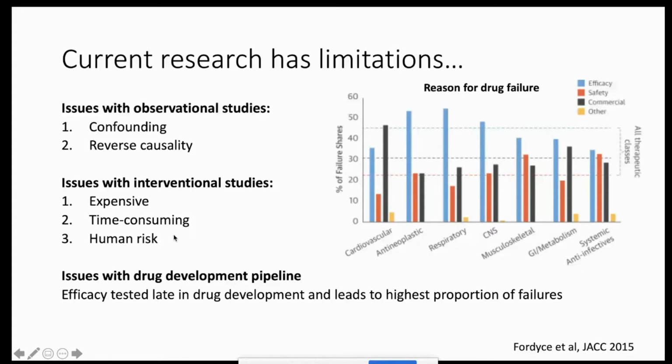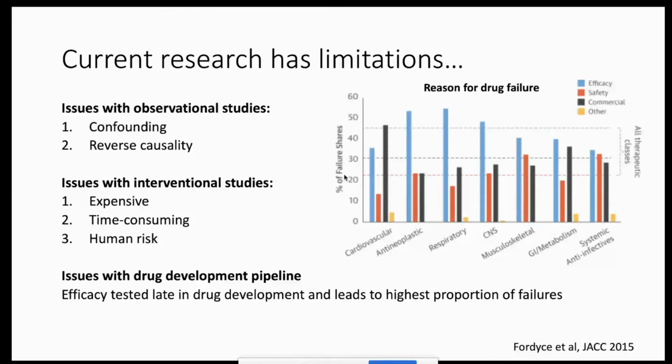When we look at current drug development pipelines, they also don't seem to be very efficient, because efficacy is often only tested late in drug development. The initial phase 1 is mostly exploratory, looking at pharmacokinetics and pharmacodynamics, and it's only towards the end of the pipeline that we test whether it's effective versus either placebo or existing standard of care. Efficacy is one of the key reasons why a lot of new drugs fail in their development.